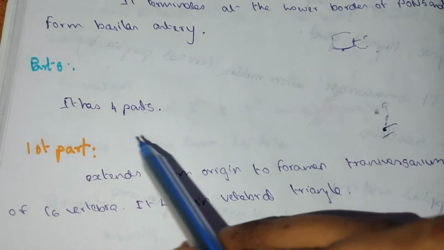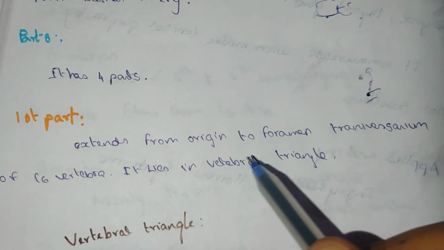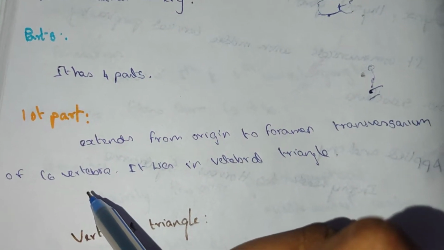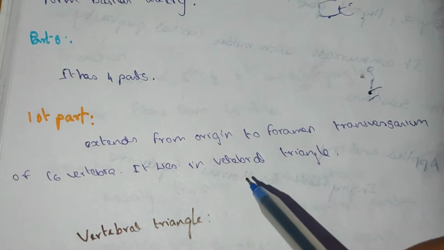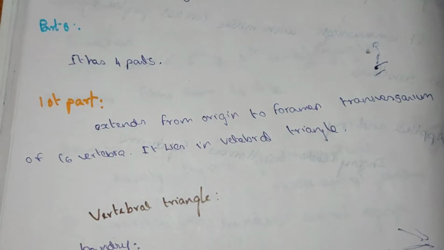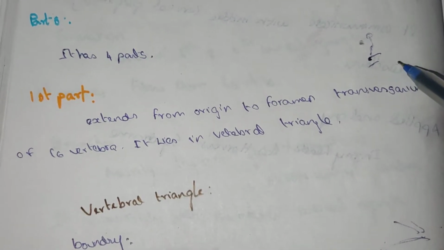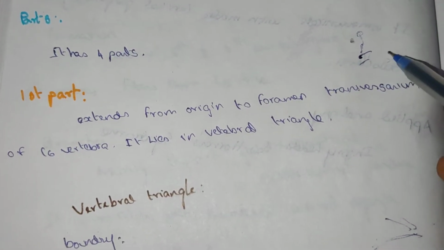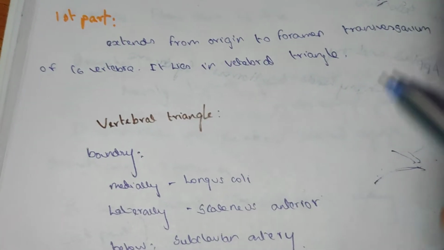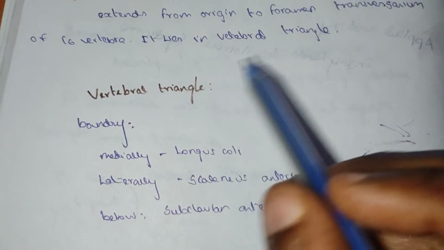The vertebral artery has 4 parts. The first part extends from its origin to the foramen transversarium of the cervical vertebra C6, and it lies in the vertebral triangle. The first part arises at C6 in the vertebral triangle.